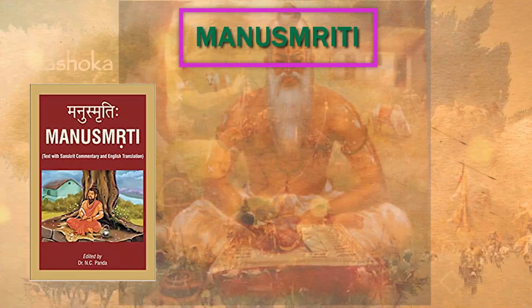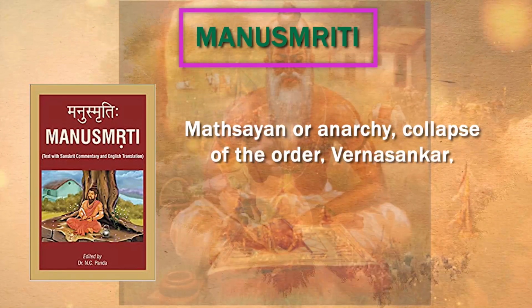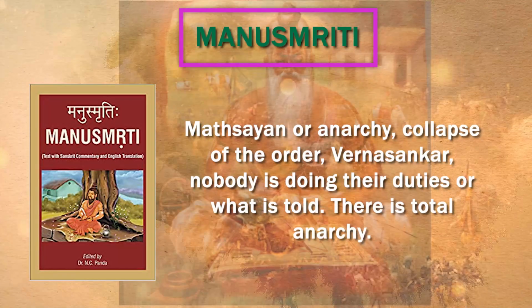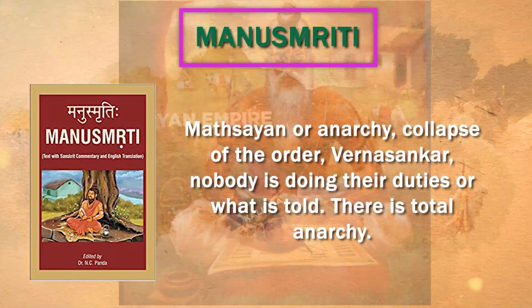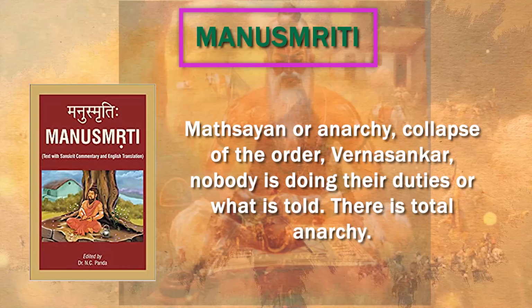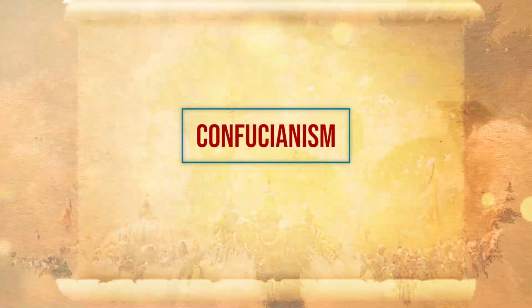Like in Manusmriti, in Manu, we find there is a constant fear of Matsyanyaya or anarchy, collapse of the order, Varna Sankar. Nobody is doing whatever is supposed for that person to do. Nobody is following duties. Nobody is doing what is told. There is total anarchy. The Confucian theory is also concerned with anarchy. It is fearful of anarchy. So it has the preservation of order in society.